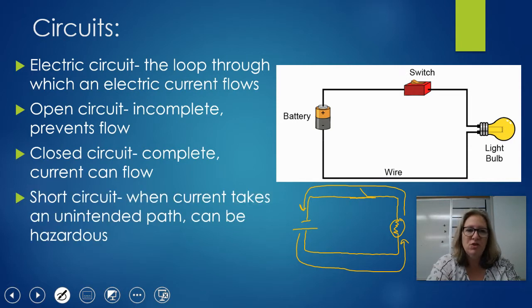Sometimes you have a short circuit. If this current takes an unintended path, or it kind of breaks off and finds another circuit, it can be very hazardous. That's the definition of a short circuit. We're going to talk at the end of this lesson about some different safety features that are built in to protect us for when things like that happen.